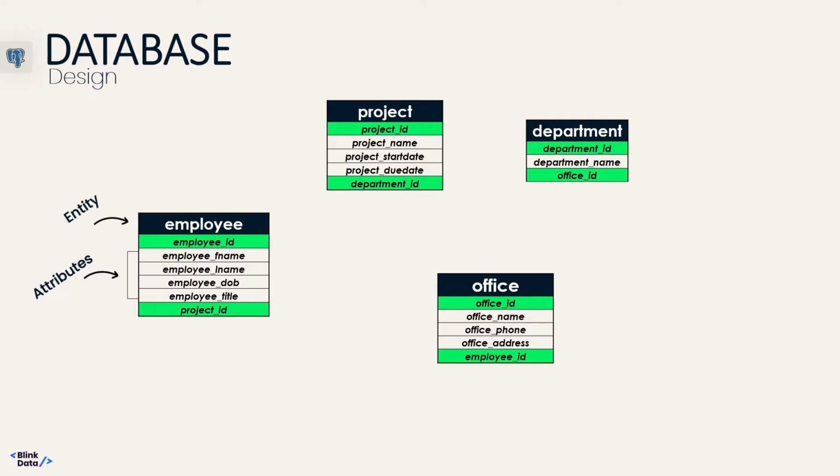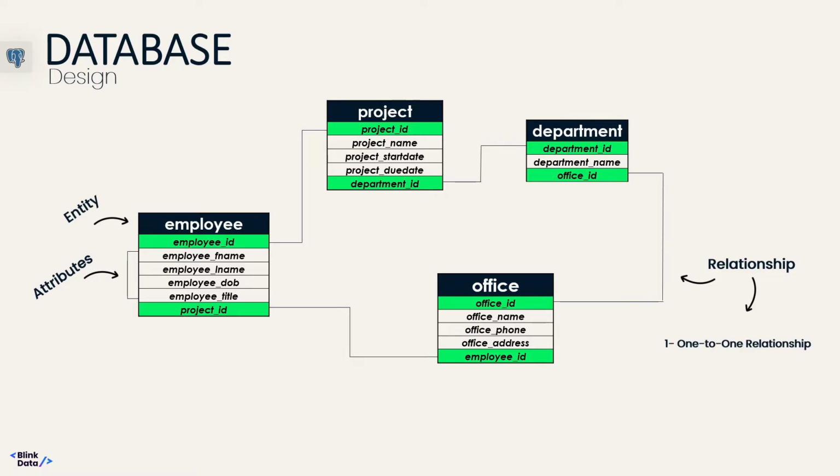Eventually, these tables should have a relationship among each other. And there are three relationships in databases. Number one is one-to-one relationship, such as the relationship between a manager and a store. The manager manages one store.